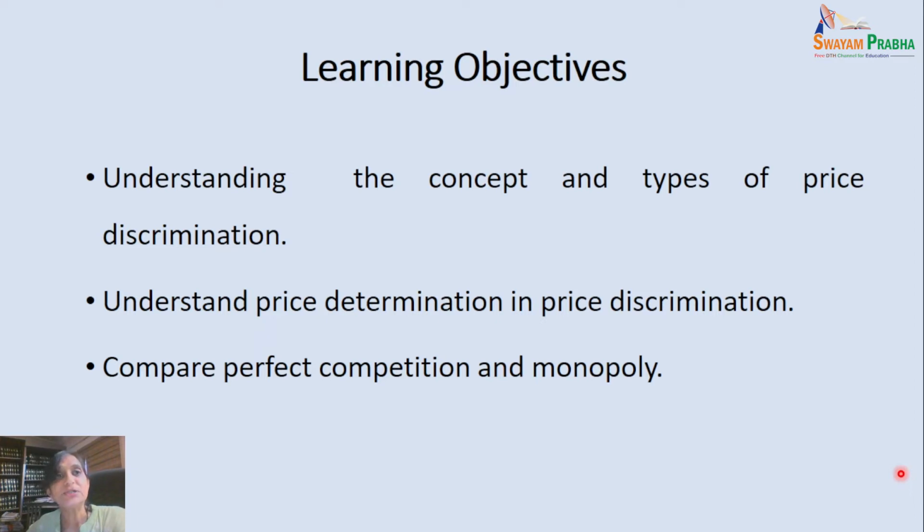In the last lecture, when we finished, I told you that a very unique strategy which a monopolist uses in order to maximize its profit is price discrimination. So today we will be going ahead by understanding what is price discrimination, what are its types, how the monopolist uses it to maximize its profit, and then of course we will be comparing perfect competition and monopoly.